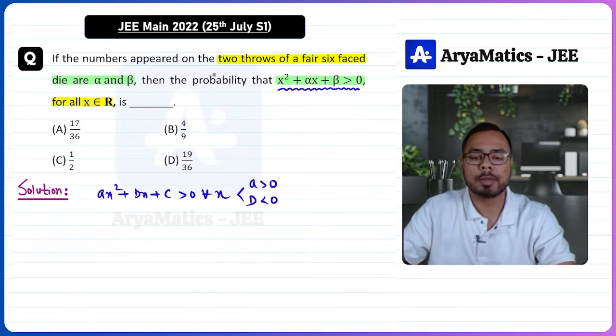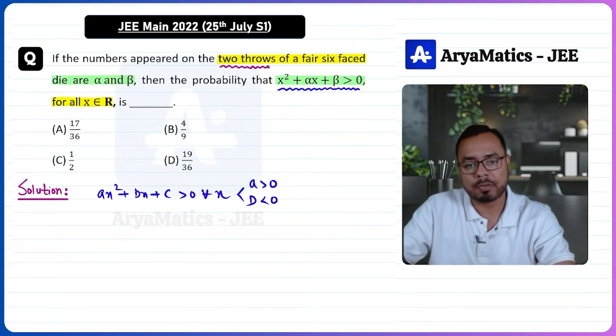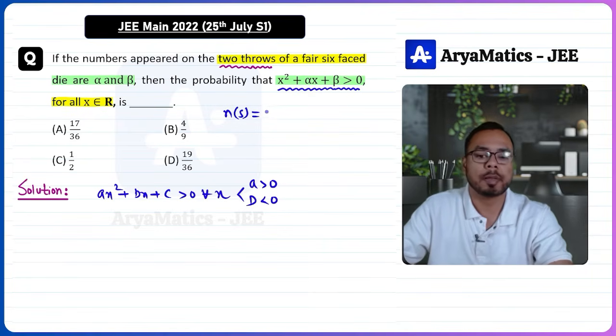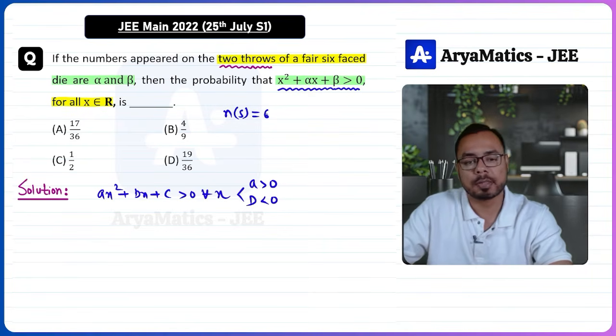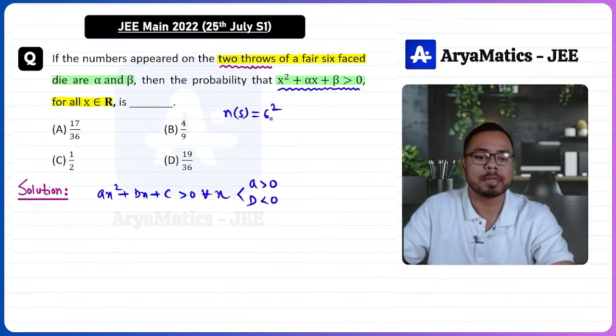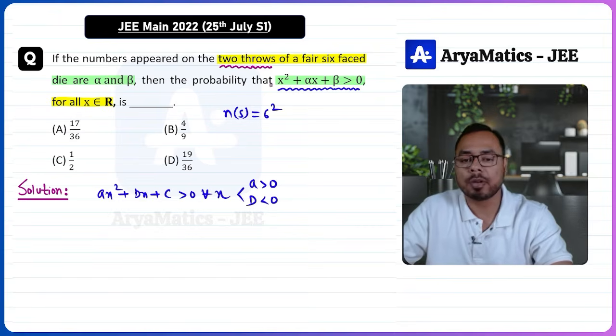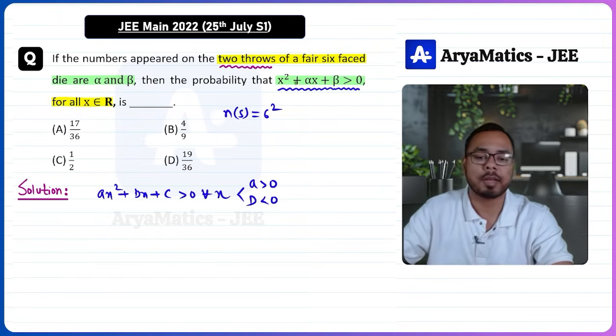So here basically when we are throwing two fair dice, obviously the number of elements in sample space will be, for the first die we have 6 options, right? And for the second die again we have another 6 options. So the number of elements in sample space will be 6 square, or the number of different quadratic expressions that you can create here for different values of alpha and beta. For alpha we have 6 values, for beta another 6 values. So the number of different quadratic expressions will be 6 square.